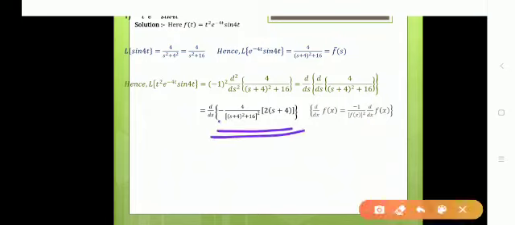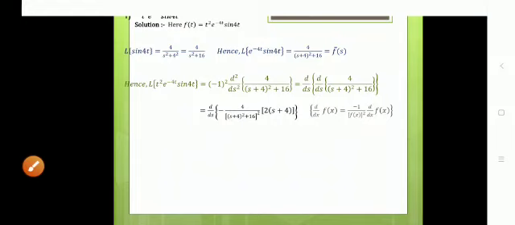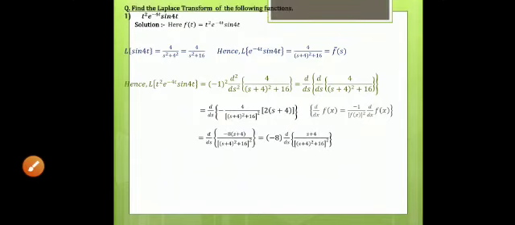So it gives us minus this 4 constant multiplier as it is, denominator f of x square into derivative of f of x. So minus 4 upon (s plus 4 whole square plus 16) whole square, as it is f of x square, and d by dx of this denominator is nothing but 2 into s plus 4. Now just simplify this term in curly bracket.